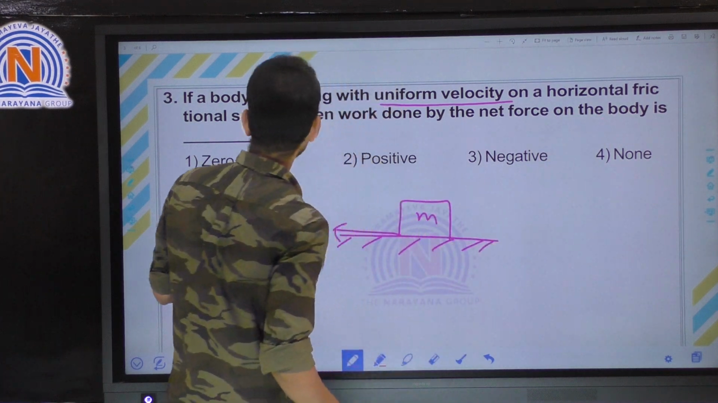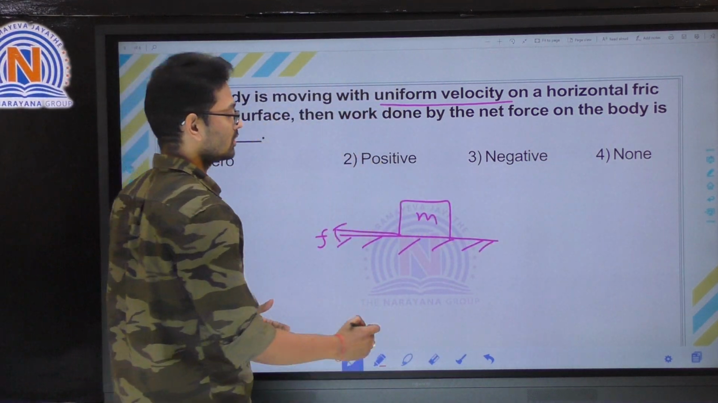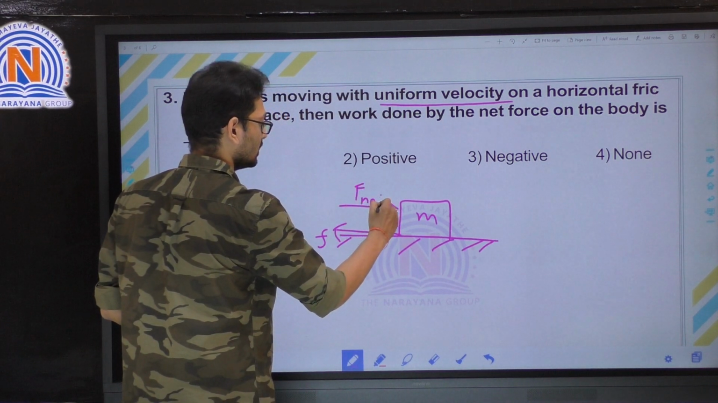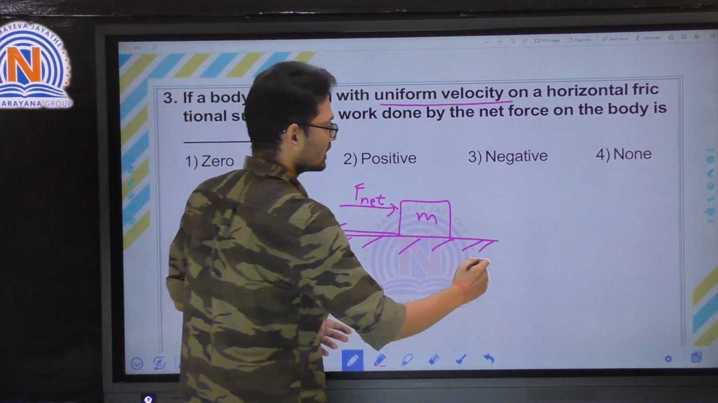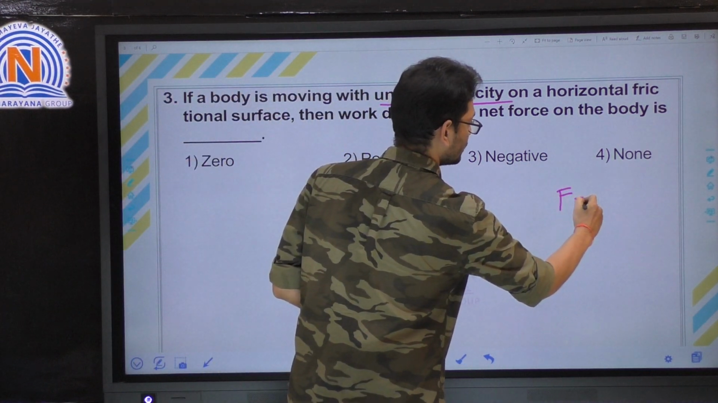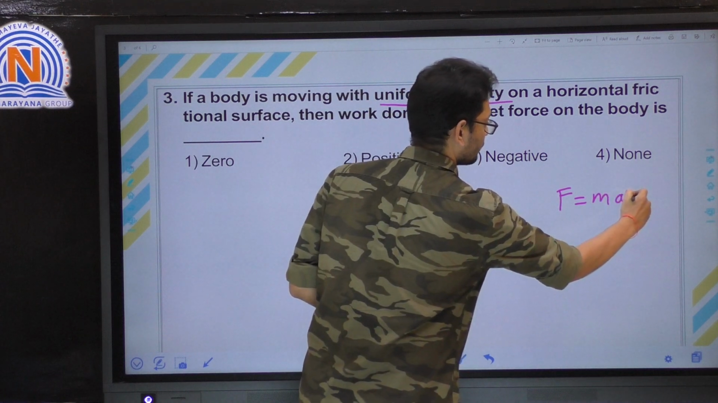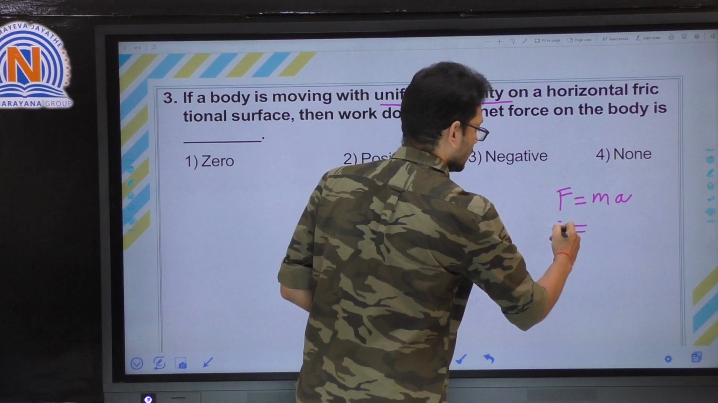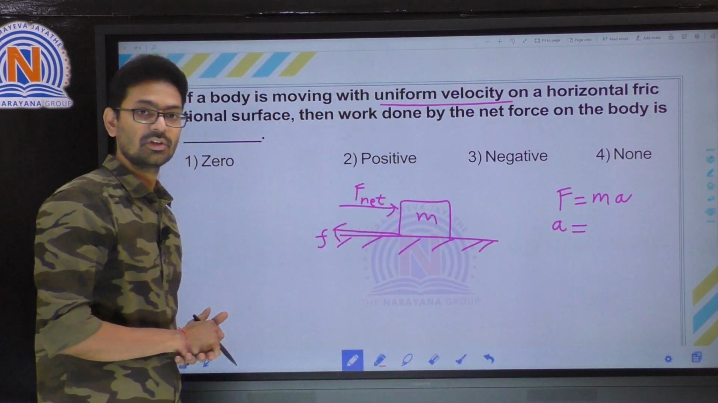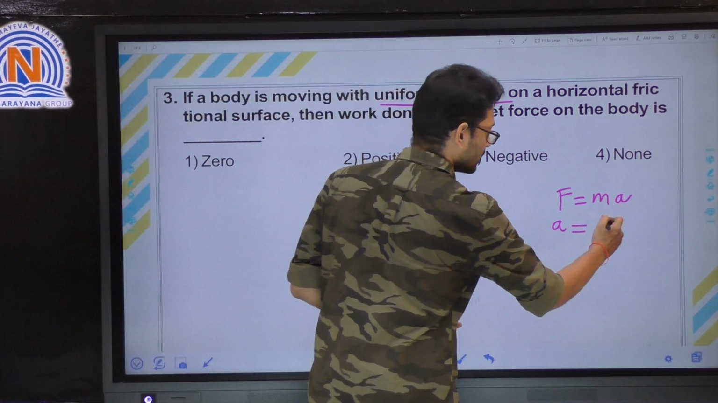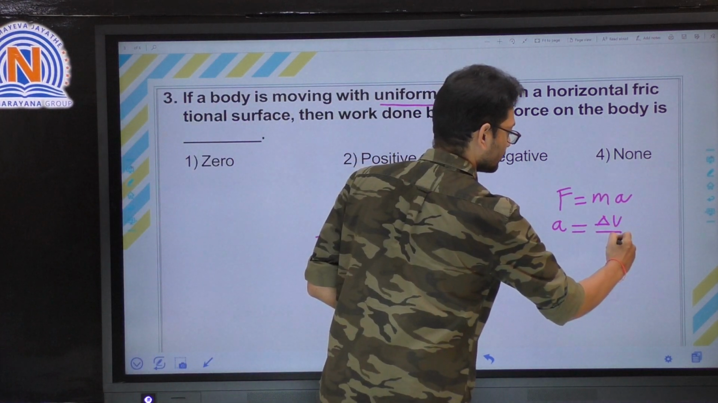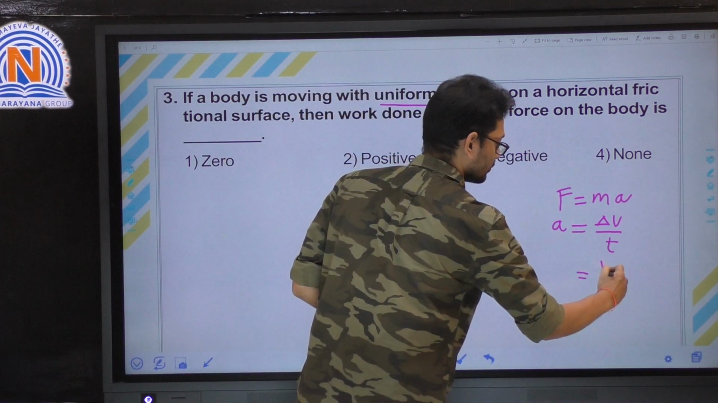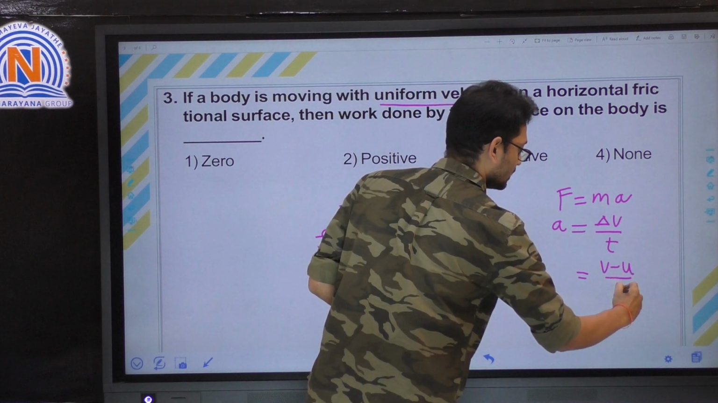So, horizontal frictional surface, the work done by the net force. Now let us try to calculate the net force. Imagine I am applying some force over here which is called the net force, F net, and let us take the formula of force, F is equal to mass into acceleration. Everyone knows that. Now here I want to talk about the acceleration formula first. Acceleration is nothing but change in velocity by time. So now change in velocity is v minus u by t.